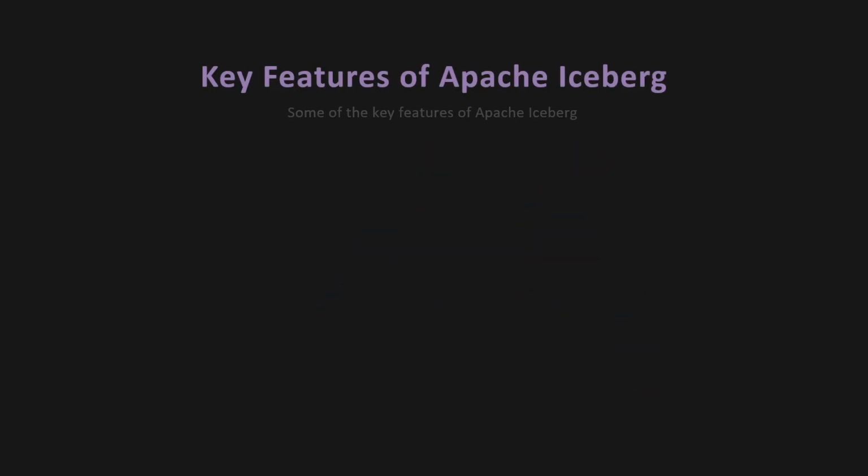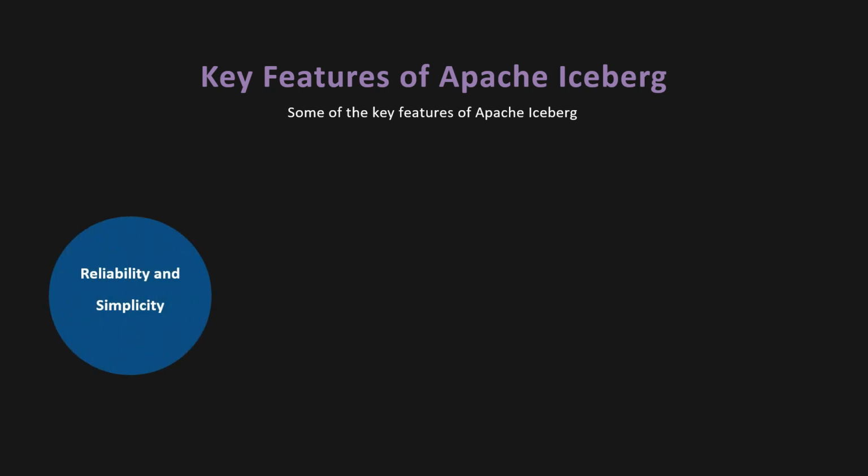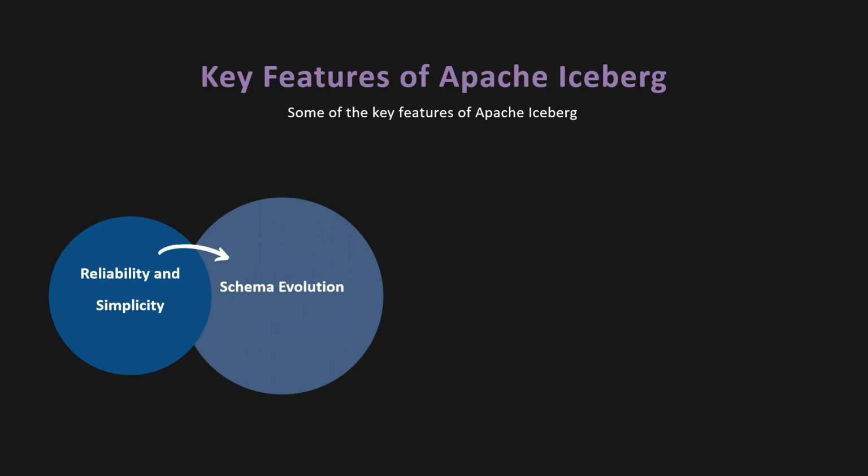Let's take a look at some of the key features of Apache Iceberg. Iceberg brings the reliability and simplicity of SQL tables to big data, making it easier to manage and query large datasets. Iceberg supports schema evolution without requiring table rewrites. You can add, rename, or reorder columns without issues.